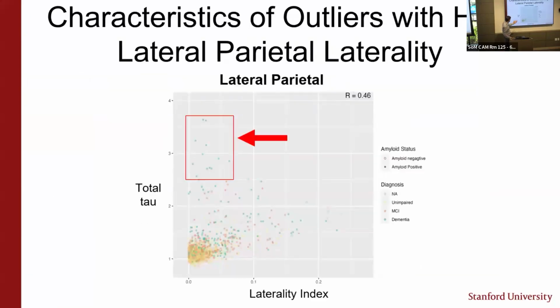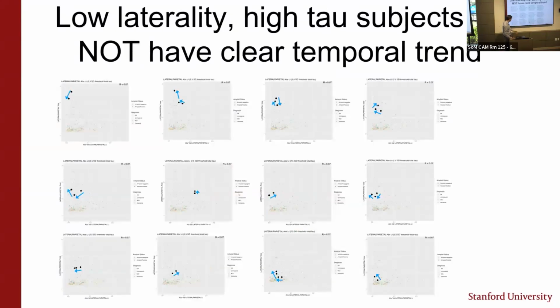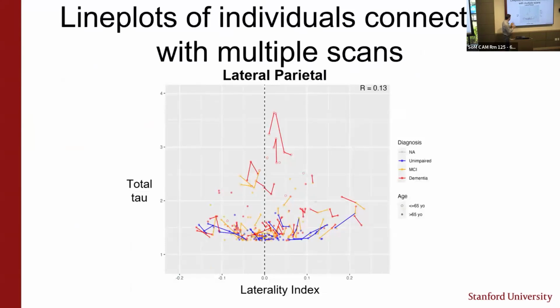When I've looked at individuals in this group who have a ton of tau but don't have a ton of laterality, there's really no clear trend. They kind of go all over the place. So when I map all these individual scans and connect the dots, meaning which are the same individual mapped over time, again, you can see at the bottom middle of the graph where there's not a lot of laterality, some individuals just go straight up on the y-axis.